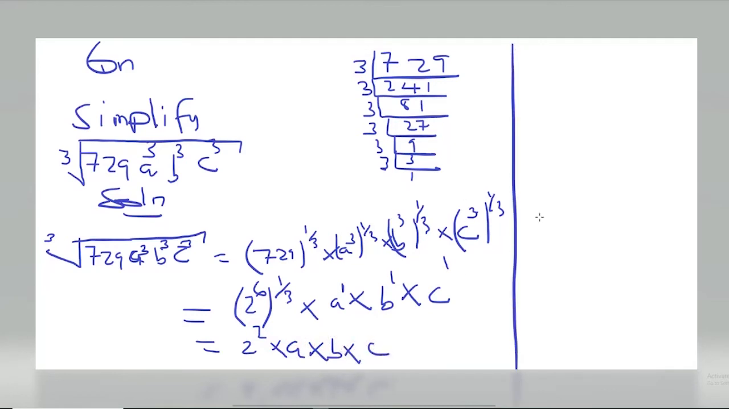Then finally the answer will be equal to 4abc, because 2 times 2 is 4. That is the final answer.